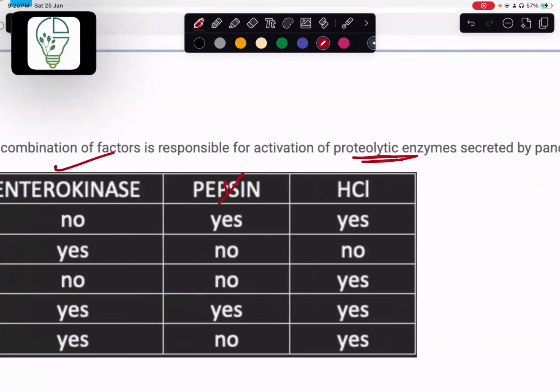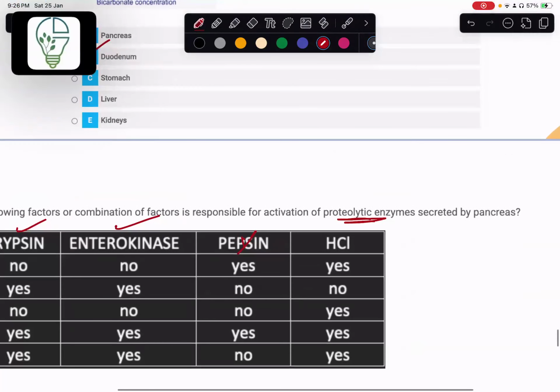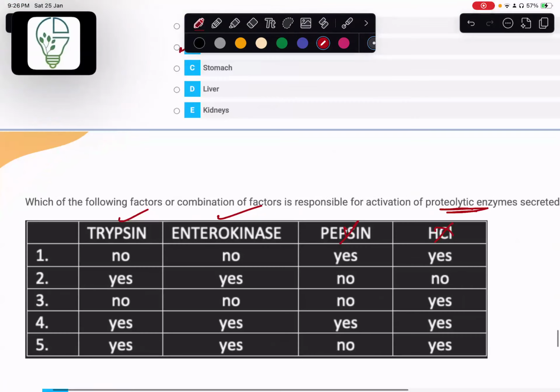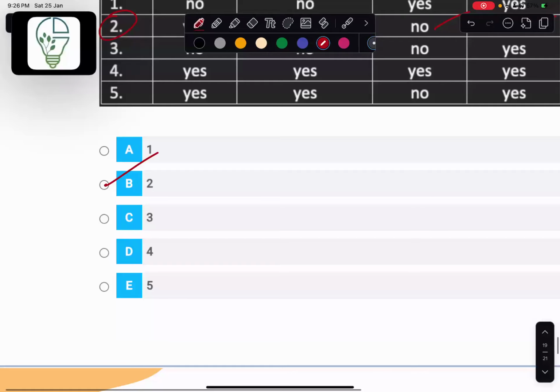HCl, acid. Does acid activate the pancreatic enzymes? No. We need an alkaline environment. So we are left with trypsin and enterokinase. So search for an option that says yes, yes, here, and then no, no. So the answer is number 2, B.